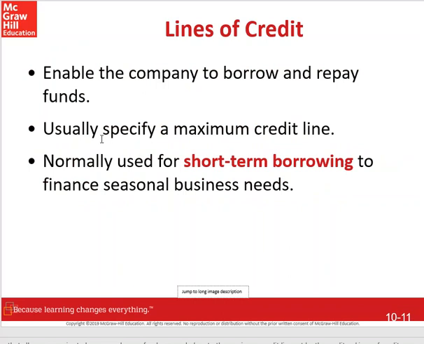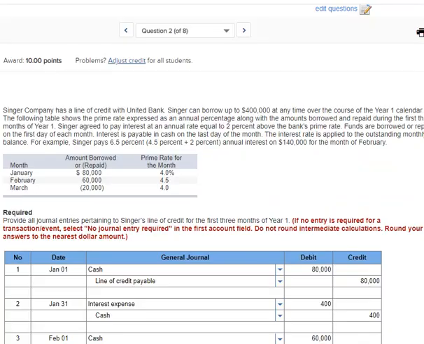So I'm going to jump over to a problem from your homework and we'll talk through some of that. Okay, so here we are looking at question 2 from your chapter 10 homework, which is a line of credit problem. So we've got Singer Company has a line of credit with United Bank.